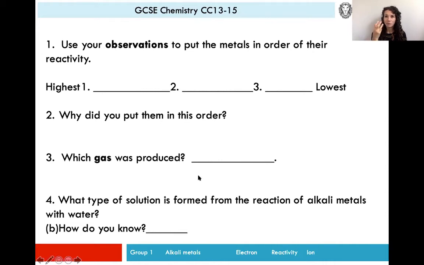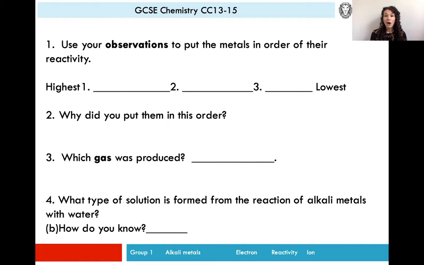Okay, so we saw all of them bubbling and fizzing and producing a gas. That gas is hydrogen. What type of solution is formed from the reaction of alkali metals with water? And how do you know? So can you remember what the scientists did in the investigation to find out what type of solution was formed? Yeah. So remember, it was an alkali solution. So that's the answer they're looking for there.